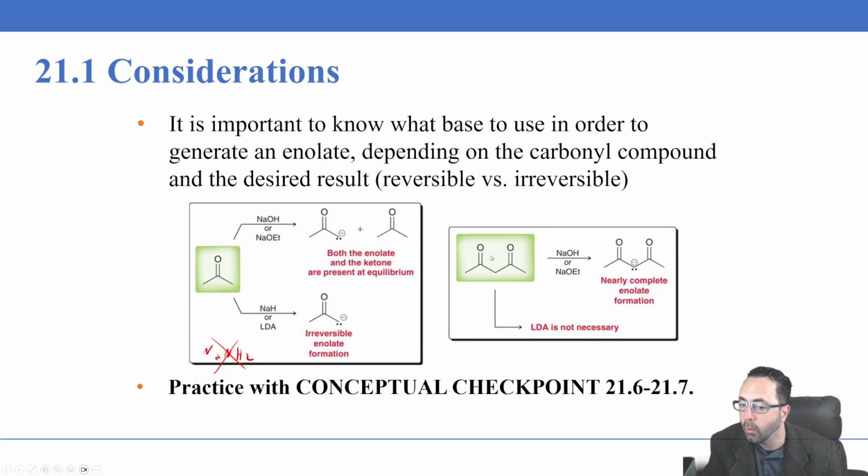If we have a 1,3-diketone, then we can use any base. We don't need to use a super strong base like sodium hydride or LDA. We can use sodium hydroxide or sodium ethoxide, methoxide, and so forth. And we'll get nearly complete conversion to the enolate.